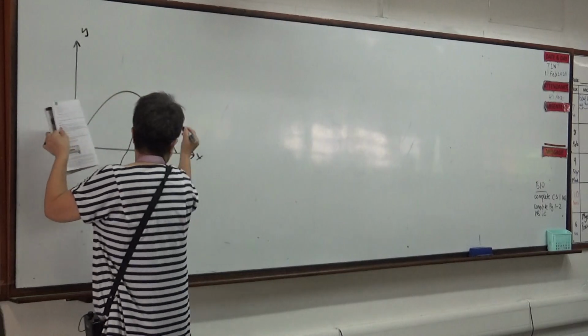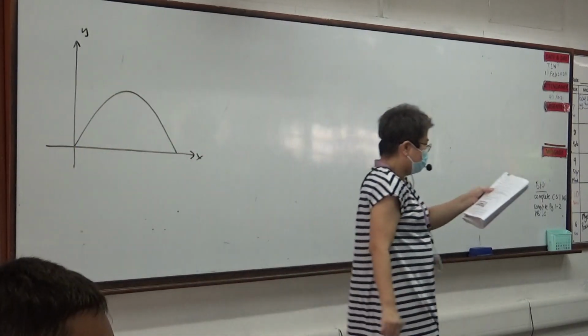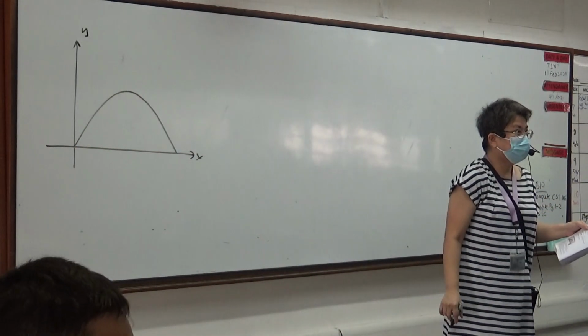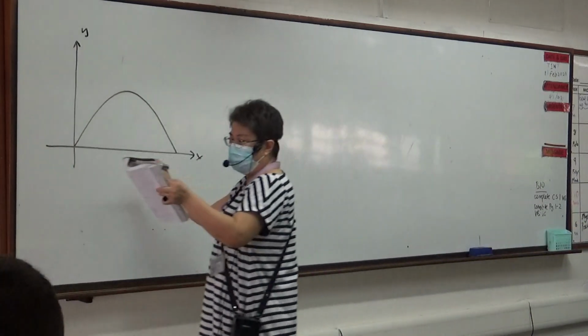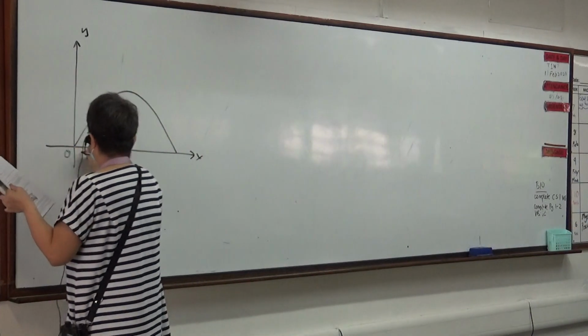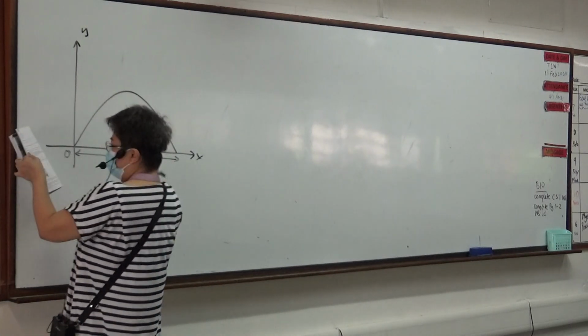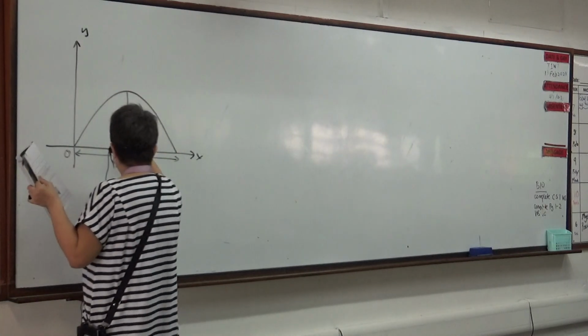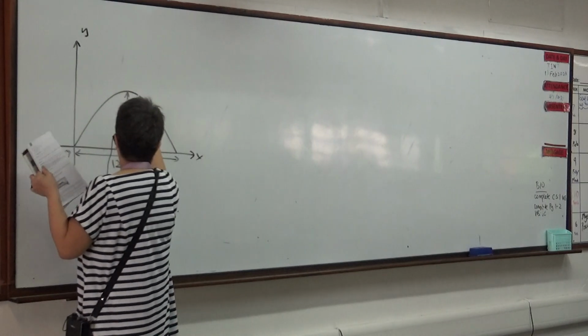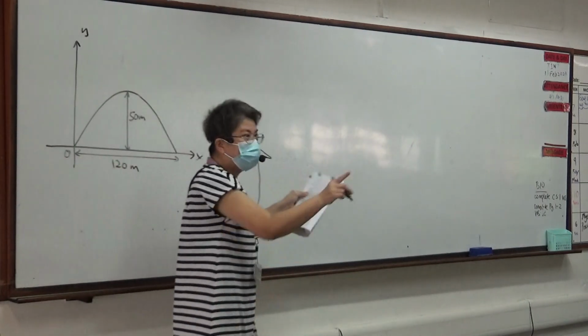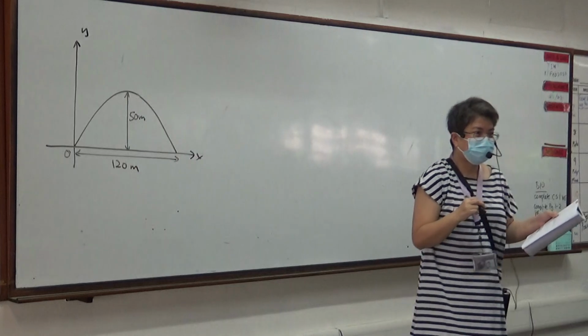This is the arch, right? I'm talking to you. Okay. This is 0. How long is this? 120 meters. How high is this? 50 meters, right? What does the question say?